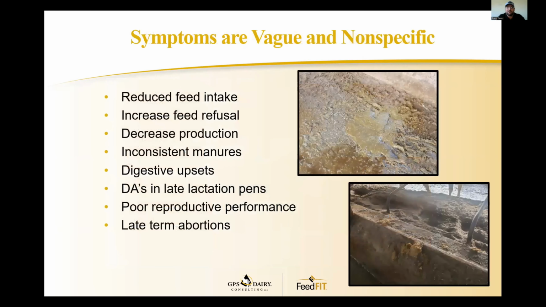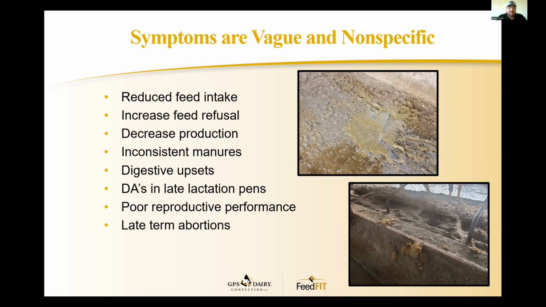So when it comes to symptoms, what are we seeing, right? I think I got mycotoxins on my farm. What are some of the symptoms? What are some of the signs that I can see in my cows, or that I know they're present? And to be honest with you, some of those symptoms are vague and non-specific, right? We might have reduced feed intake. We might have increased feed refusals. Cows just aren't eating as much as they used to. Milk production drops. Manure just doesn't look as normal as it used to. We're having a little bit more digestive upsets. Maybe there's some DAs going on in late lactation cows, and poor reproductive performance, or even some late-term abortions. There's a lot of things that can contribute to all of these things that I just said. Mycotoxins are one of those.